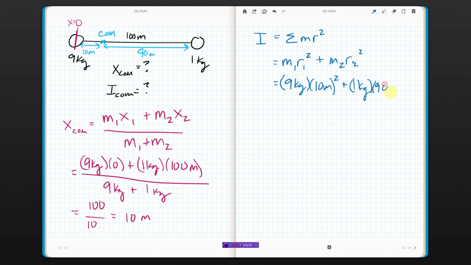Okay, and it is 90 meters away. That is going to be a big number. Okay, if you do all that, we end up with 9,000, yes. Because you end up with 8,100 here times 1, and then you've got 9 times 100, so 900. 8,100 plus 900 is 9,000 kilogram meters squared.